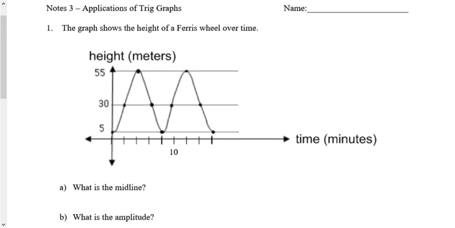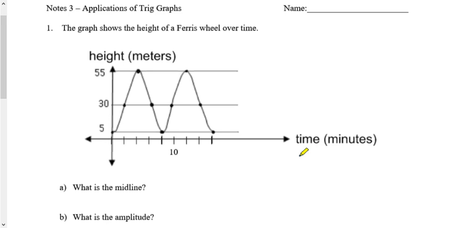All right, this video is some notes on applications of trig graphs. So we're going to be looking at real-life trig graphs. This first example is the graph of the height of a Ferris wheel over time. So we start out, we go up, and we come down, and you see our x-axis over here is in time. They ask us first, what is the midline?